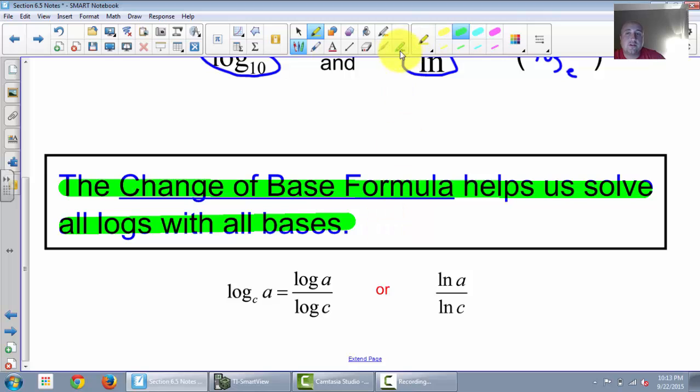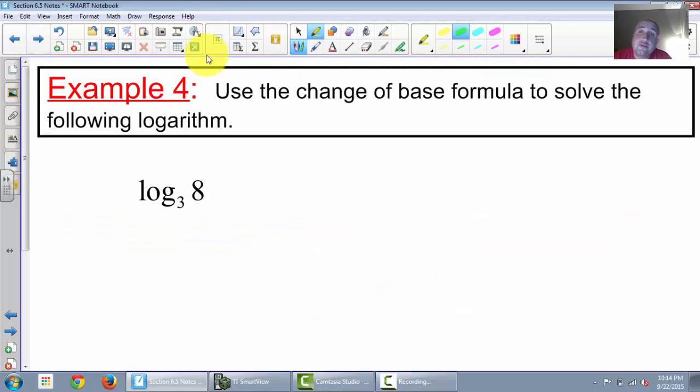And here's a simple little formula. If you have any log with any base, you can just transform it into log base 10 of a divided by log base 10 of the base, or you can do ln of the top, a, divided by ln of the base, which is c. All right, so that won't make any sense until we do an example. Right now it says use the change of base formula to solve the following log. Well, I cannot do log base 3 of 8 on my calculator, and I definitely do not know what 3 raised to what power is equal to 8. I don't know that answer, but the change of base formula will help me solve it.